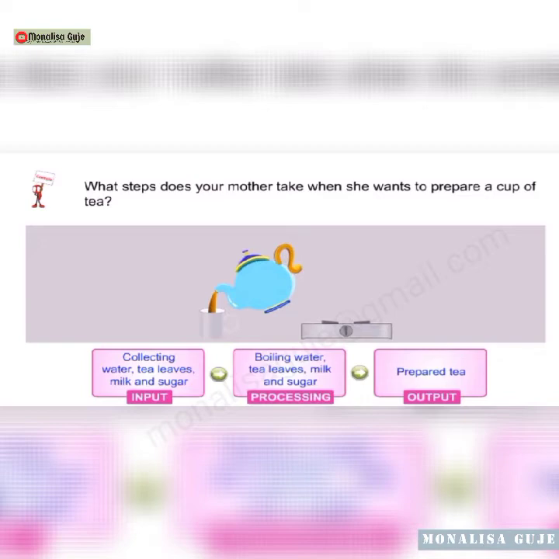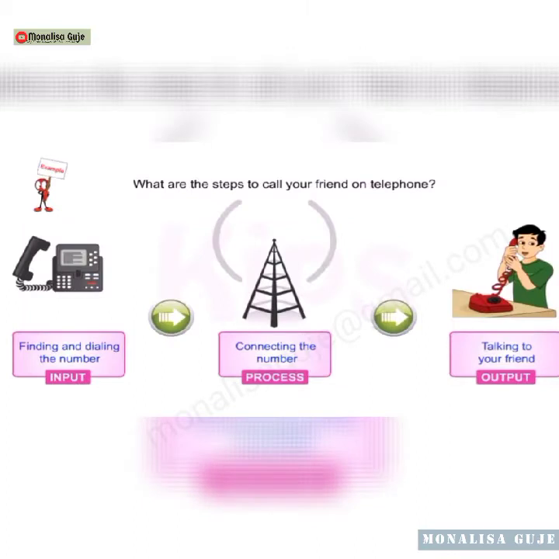Let us see one more example. What are the steps when you need to call your friend? You need to dial the number, that is input. Then the number will get connected, that is process. And you talk to your friend, that is the output.